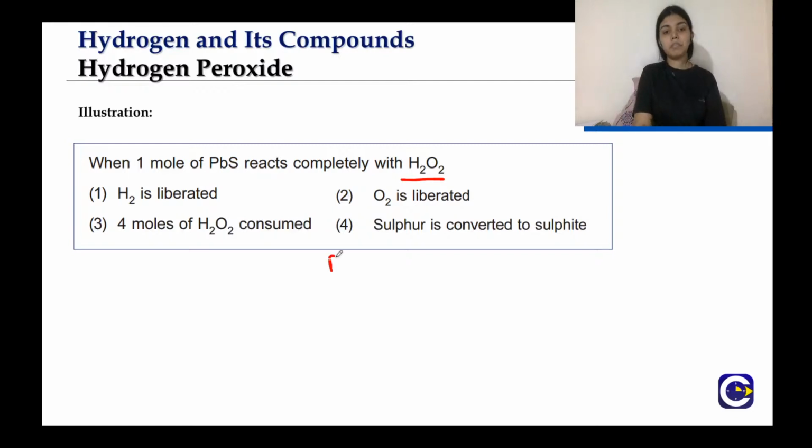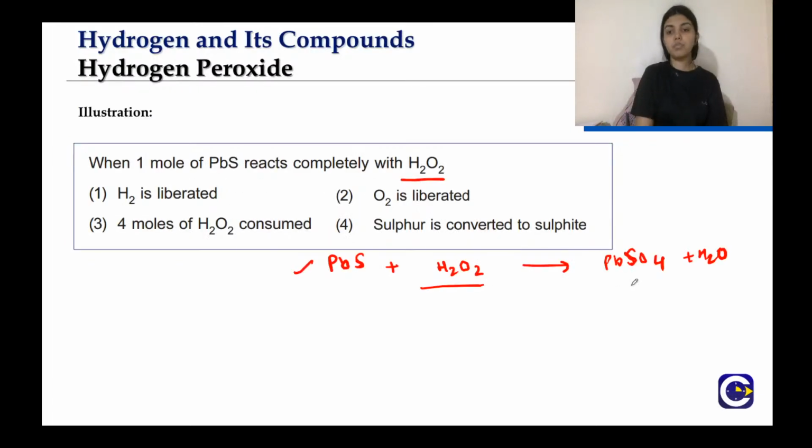You have to remember the reaction. PbS plus H2O2 will give you what? PbSO4 plus water. PbS plus H2O2 will give you PbSO4 plus water.